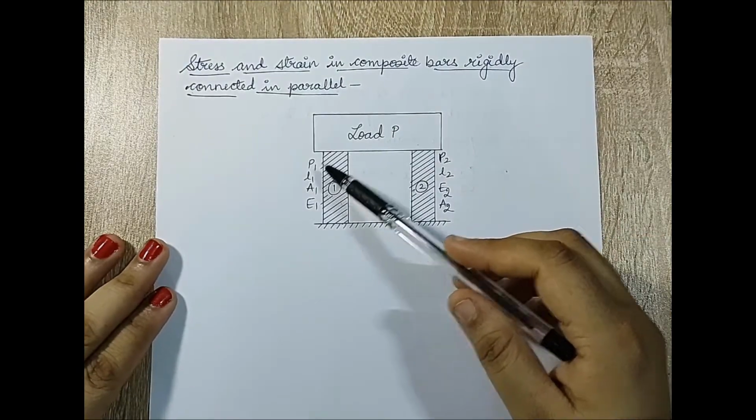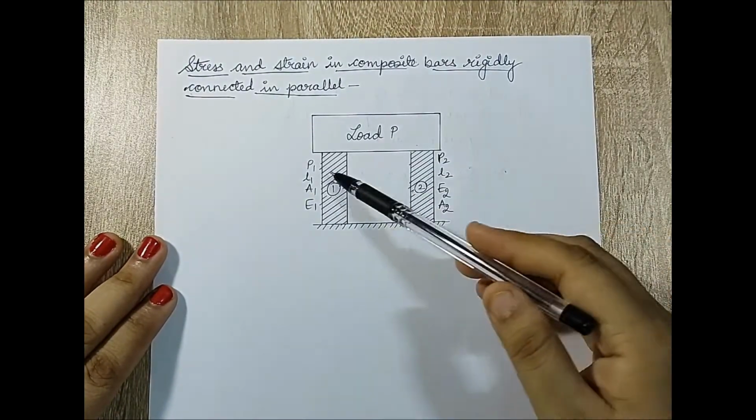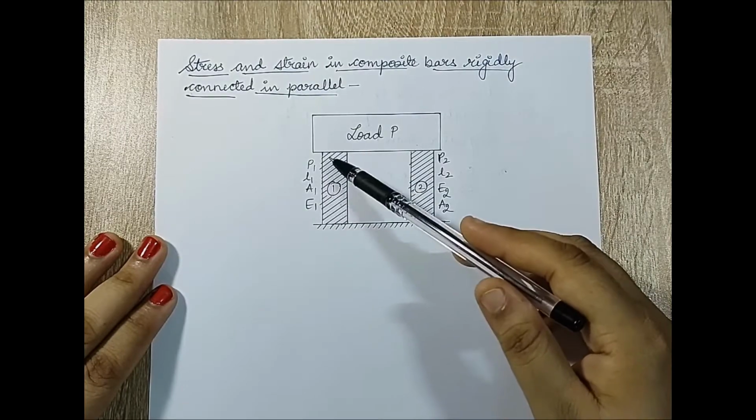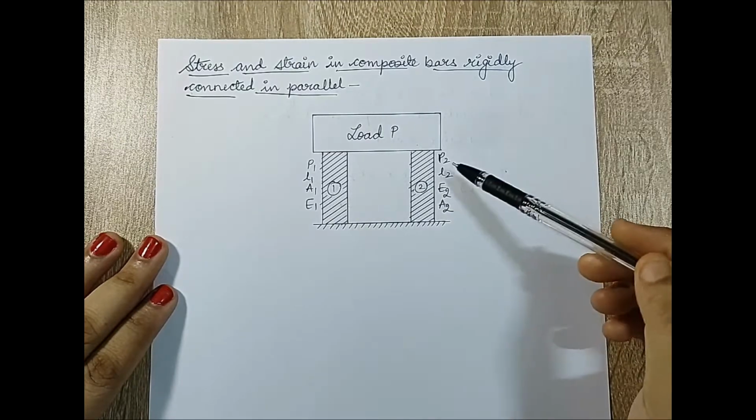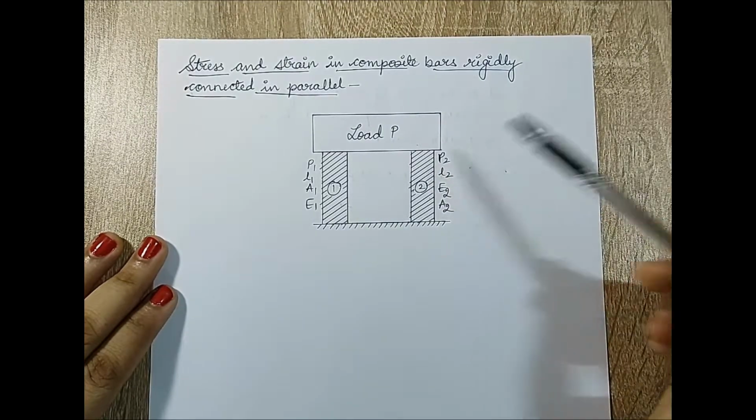Let P1 be the load acting on the first bar. L1 is the length of this bar, A1 is the cross-section area, E1 is the Young's modulus of the first bar, and these are the corresponding values of the second bar.